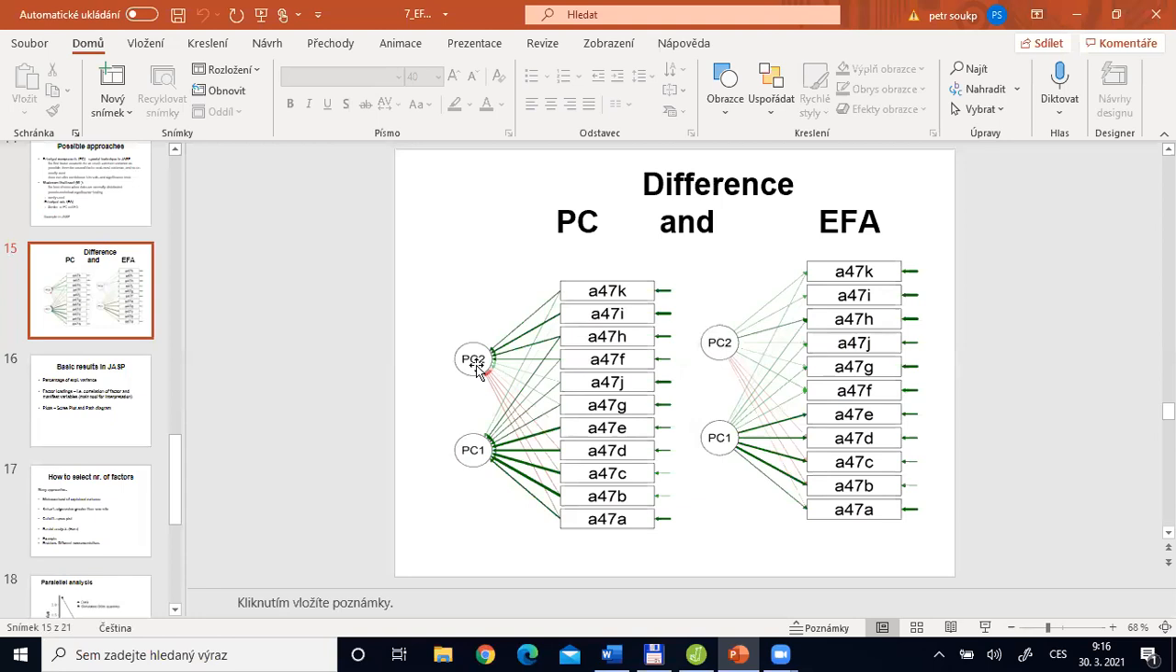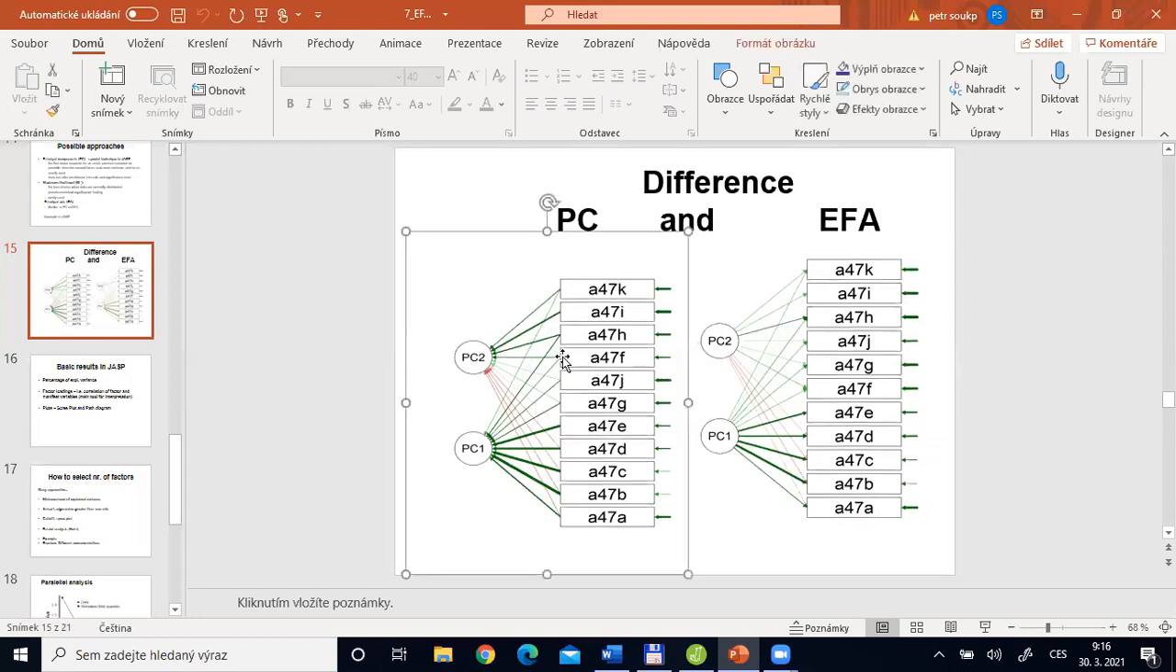Do you have some example of such a case for which maybe the principal components logic is better than EFA? There is at least one very well-known sociological concept that would follow this pattern. So, some idea?